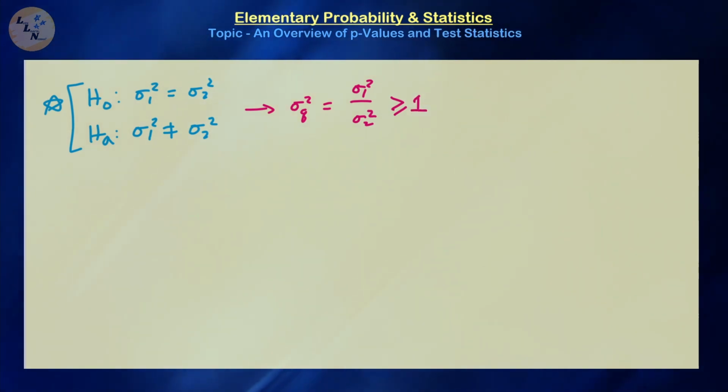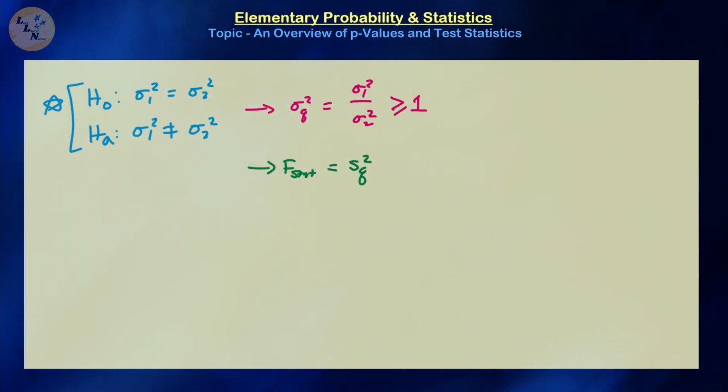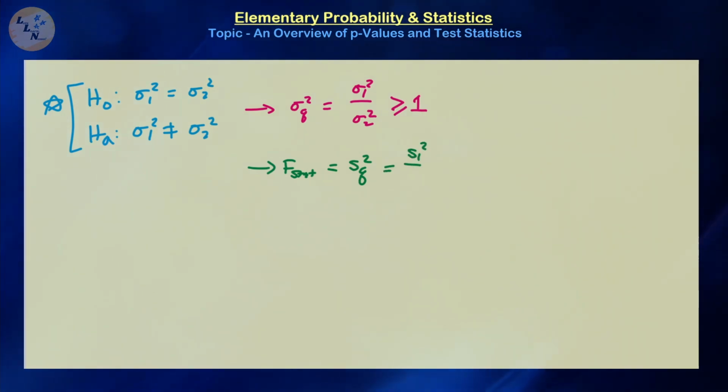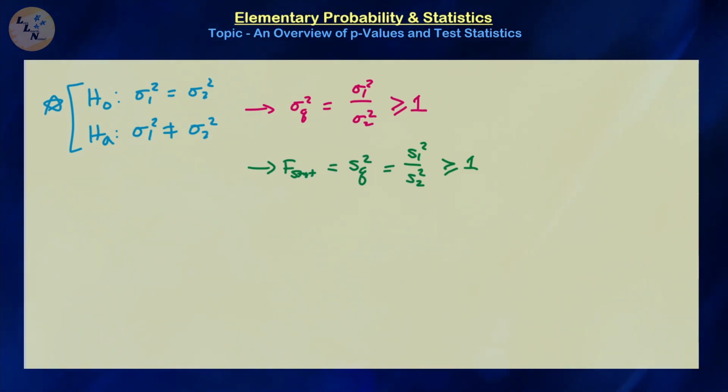So in this particular scenario, our f-test statistic is going to be equal to the quotient of sample variances, s1 squared over s2 squared, which again we're going to mandate to be greater than or equal to 1. So whichever variance is larger in your sample variances, we're going to put the larger variance on top and the smaller variance on bottom, so your f statistic will always be greater than or equal to 1 by design.